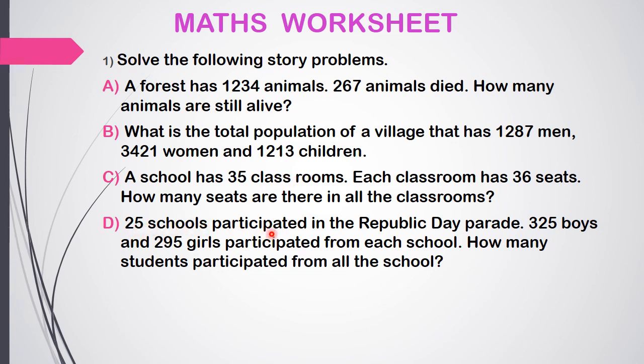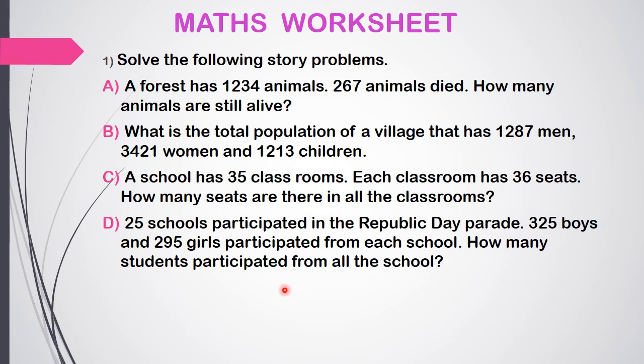The school has 35 classrooms. Each classroom has 36 seats. So how many seats are there in all the classrooms? So here a school has 35 classrooms, and each classroom has 36 seats. Now we have to find out how many seats are there in all the classrooms. So here you have to use multiplication.